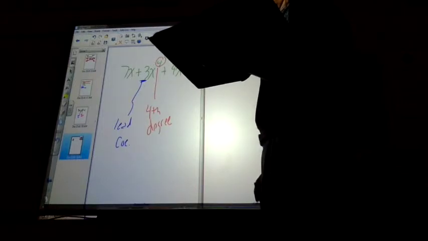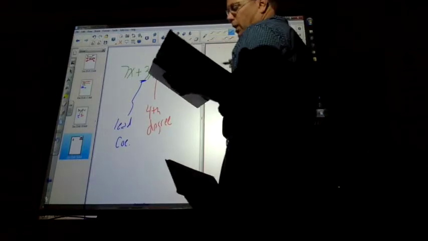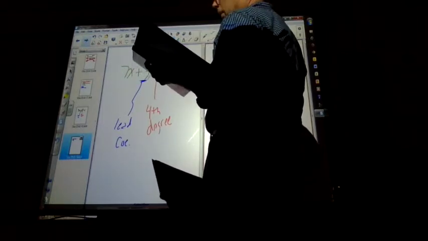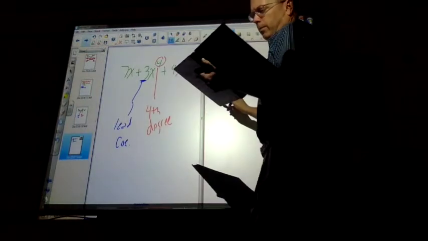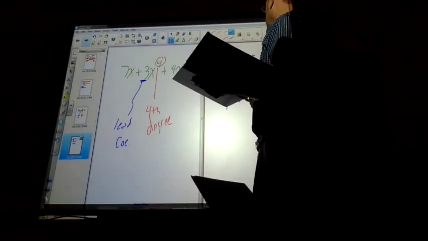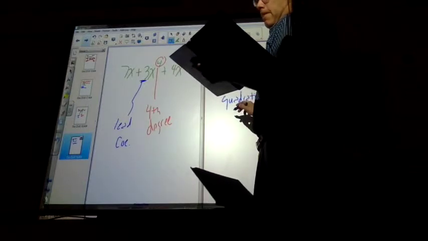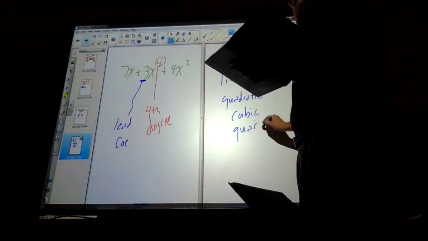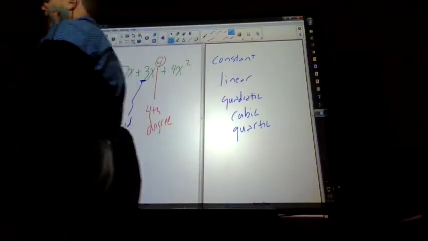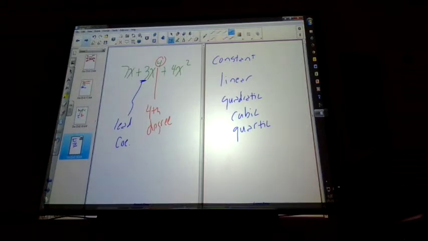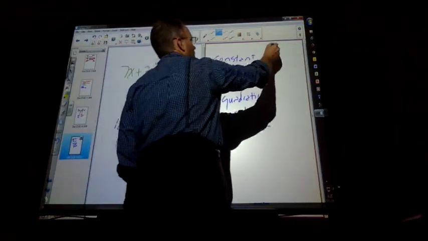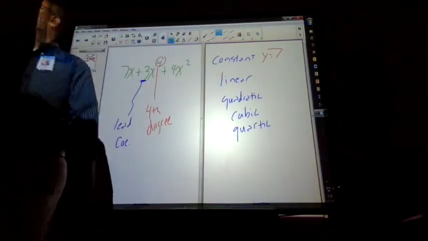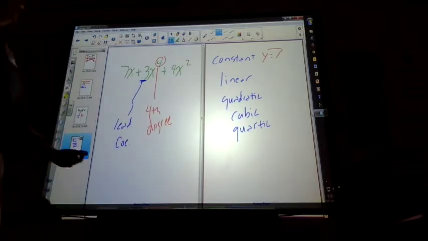Let's see, other things. Oh, we wanted to say if it's a constant, linear, quadratic, cubic, or quartic. These are all pretty easy. A constant is just a number, no letters. So a constant could be like 7. So if we had a problem like y equals 7, it's a constant. It's a horizontal line. Okay? It's just a constant number.